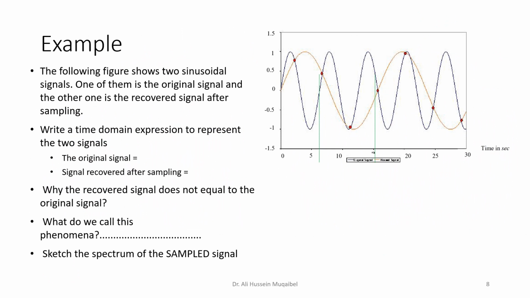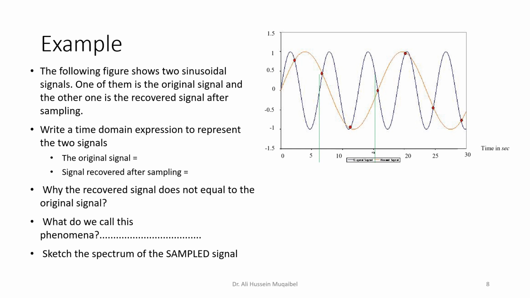Here is a practice example for you. The following figure shows two sinusoidal signals. One of them is the original signal, and the other one is the recovered signal after sampling. You expect the recovered signal to be the lower frequency. The first question says, write a time domain expression to represent the two signals. You need to know the amplitude, the frequency, and write the function. Is this a sine or a cosine?